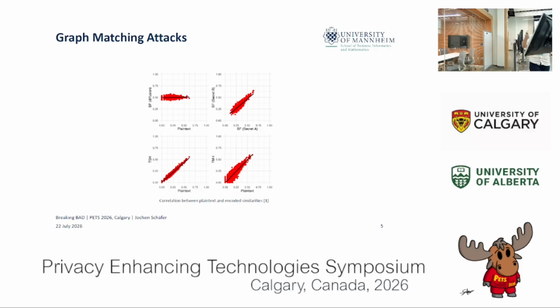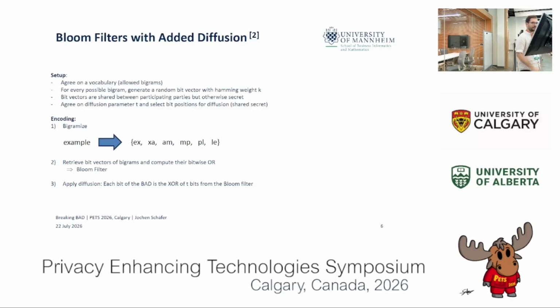So instead, they started doing something like you see here in the upper left, which is that if two records are dissimilar, you basically get a similarity score of 0.5 cumulatively. So you don't get any information, more or less like binary information. If your records are similar, the similarity is above a certain threshold; otherwise the score is 0.5, which tells you nothing. And this prevents the graph matching attacks, and the community was very happy. And I thought, okay, is this actually secure? The standard scheme that achieves these properties is Bloom filters with added diffusion, or BADs, which is a scheme that was presented 2 years ago at PETS 2024.